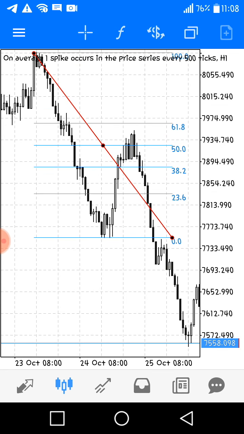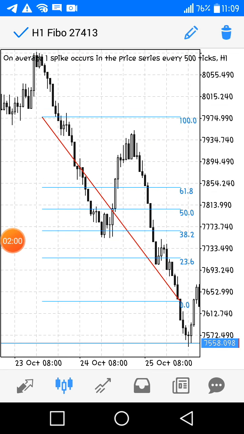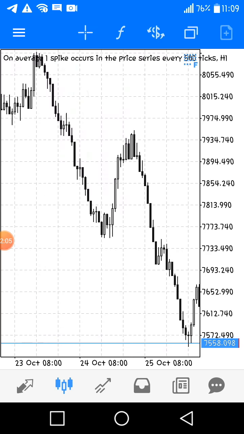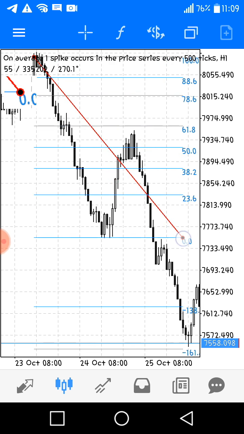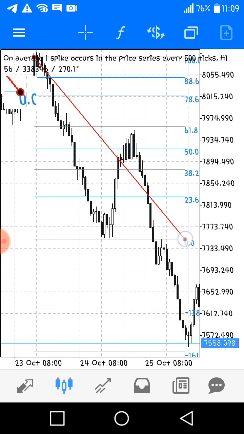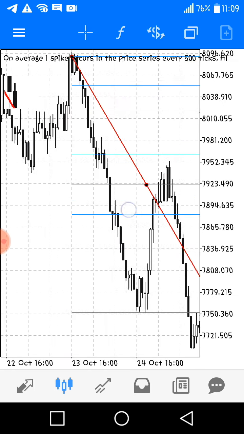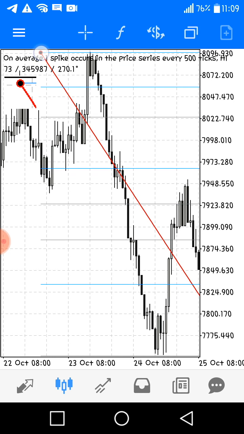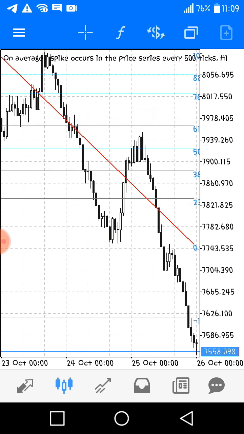my levels. Let me remove this. I taught you guys advanced Fibonacci, because this is the advanced way. You can see the levels are drawn. I'll be uploading this video on YouTube, so I won't be talking much on it. But you can see, guys, this is a confirmation.